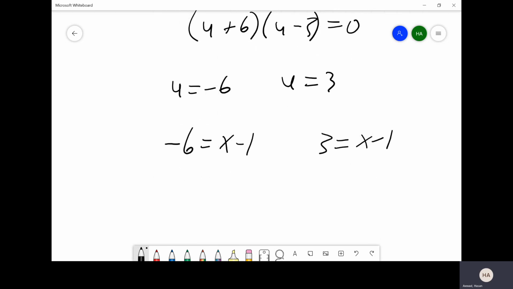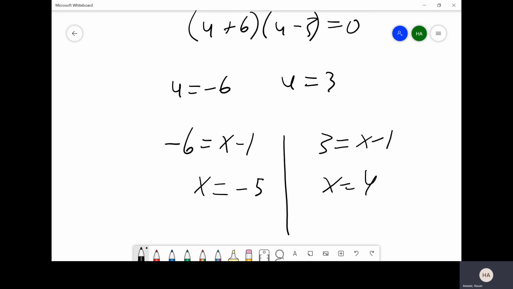And then doing the same thing, we're just solving now for x. Add 1 to both sides. So adding 1 to both sides, we get x is equal to negative 5. And adding 1 to the right side, we get x is equal to 4. And we end up with our final solutions here of x is equal to negative 5 and 4, right?